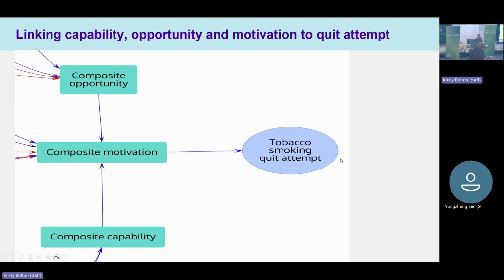You can see that we've got tobacco smoking quit attempts in the blue oval, and then opportunity, motivation, and capability, which link to this. This can be represented within the framework in different ways. You can see that capability and opportunity link into motivation, which then goes into quit attempt. In our maintenance map, opportunity and capability go directly into the behaviour, and that's according to whatever is appropriate for that particular behaviour, based on the expertise of the behavioural scientists.